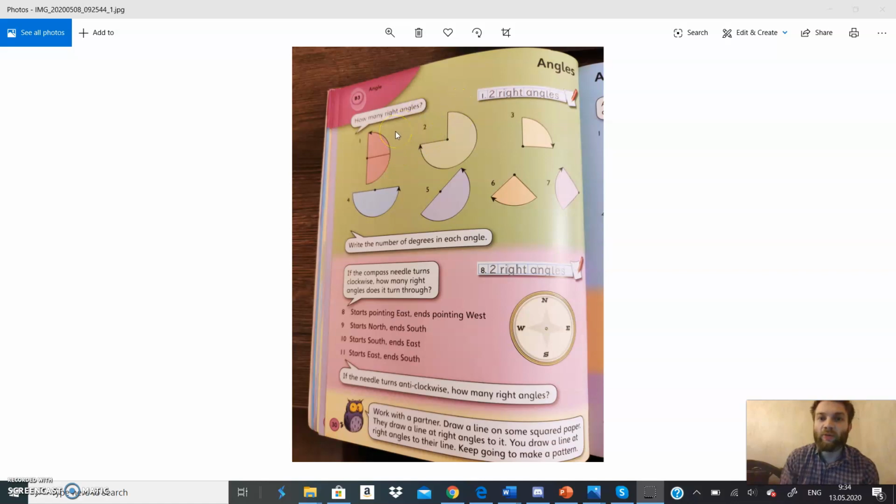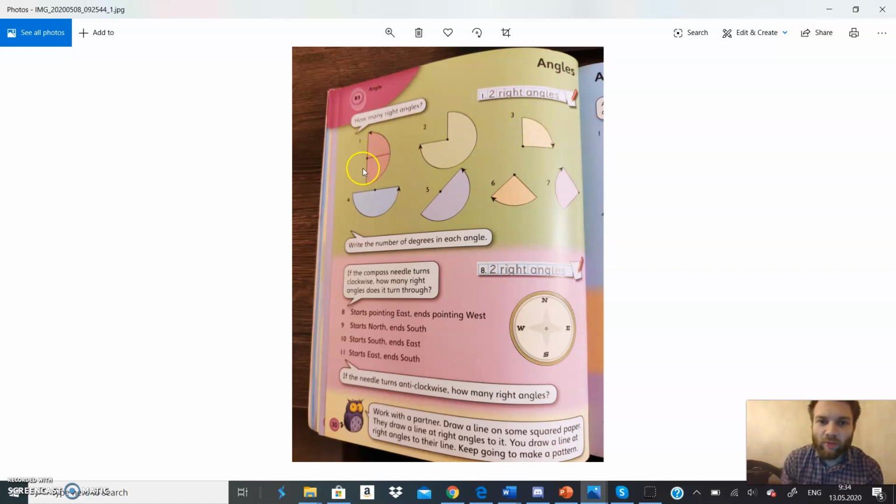You don't need to make any difficult calculations, but you do need to get your head around the idea, which may be a little bit complicated. So we'll see how it goes. The question is how many right angles in each picture.